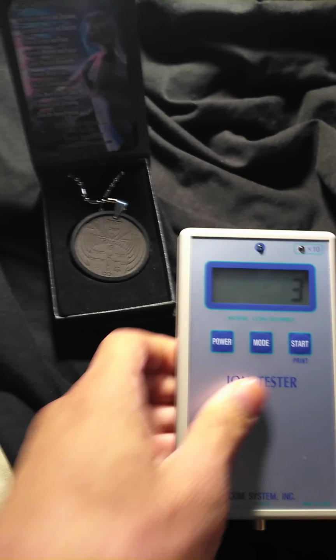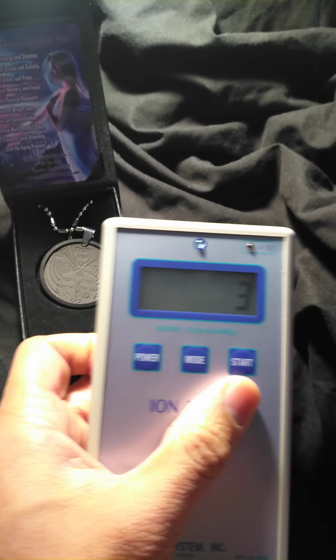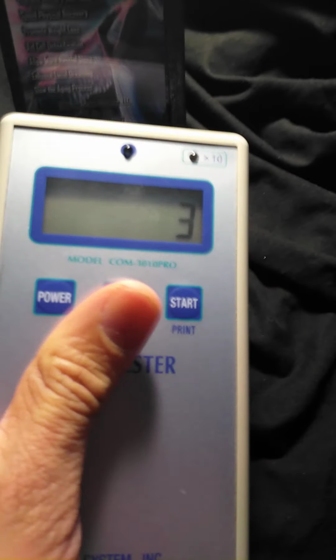Okay, now we're going to run the test with the pendant. And we're going to compare the number 3 to whatever the pendant reads, okay? So remember that number 3. I'm going to put the machine right there on top of the pendant and start a test.